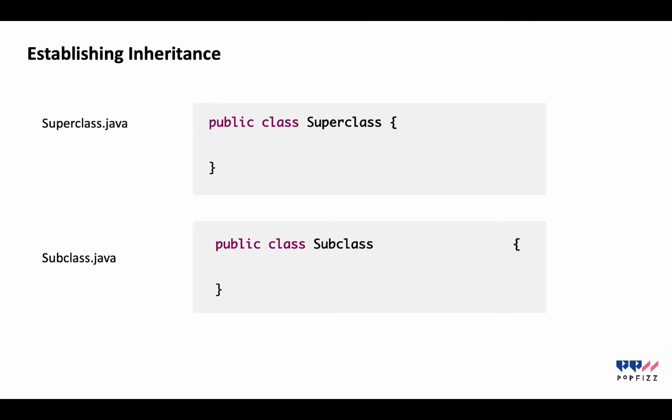So how do you create an inheritance relationship? It's easy. All you have to do is add extends superclass name in the subclass. Let's look at another example.